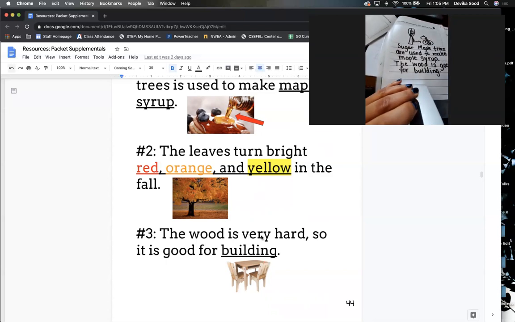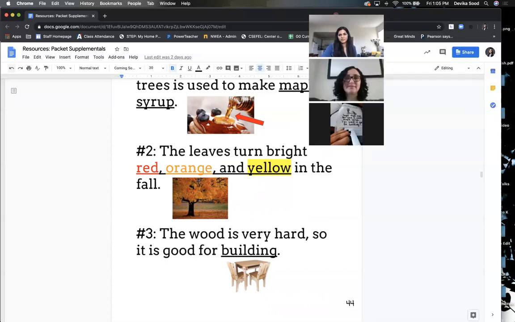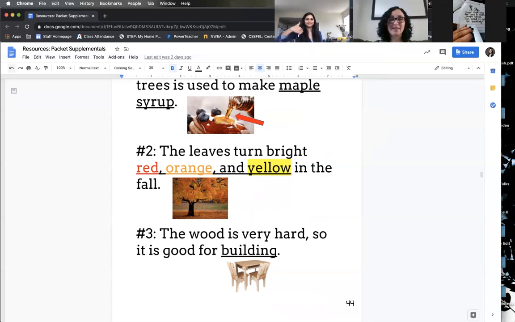And that's the sugar maple tree writing. Y eso es cómo hice mi escritura sobre el árbol de sugar maple.